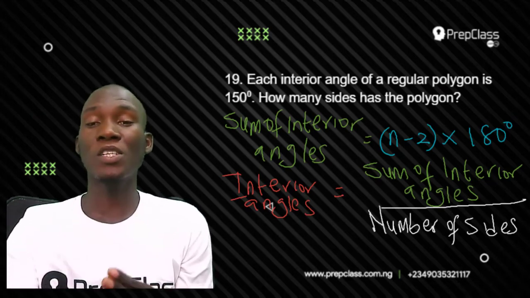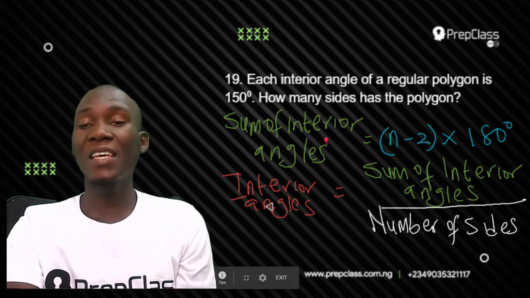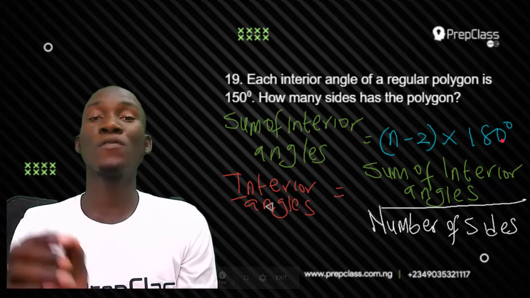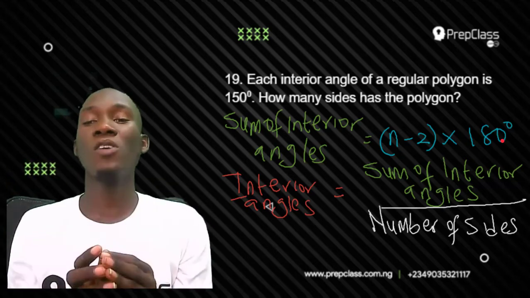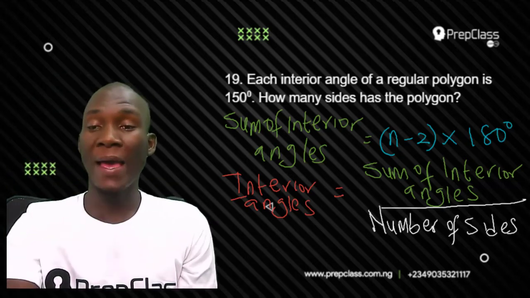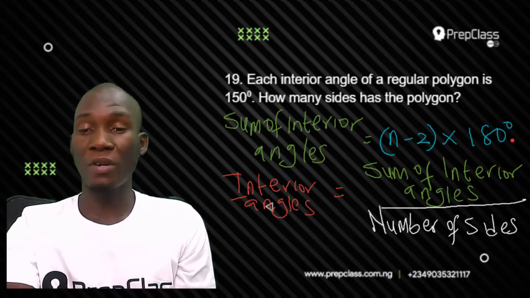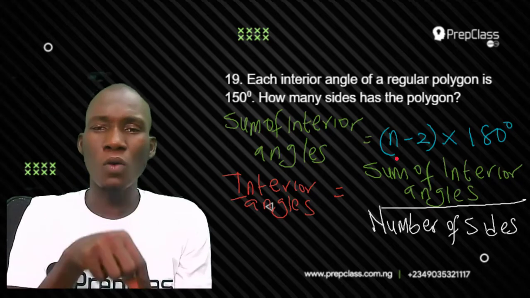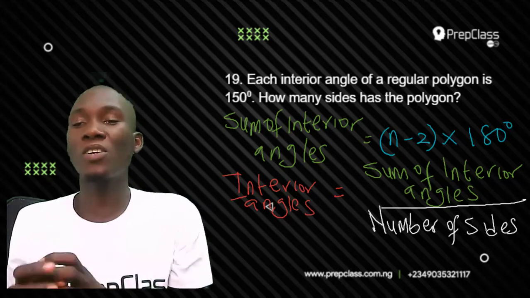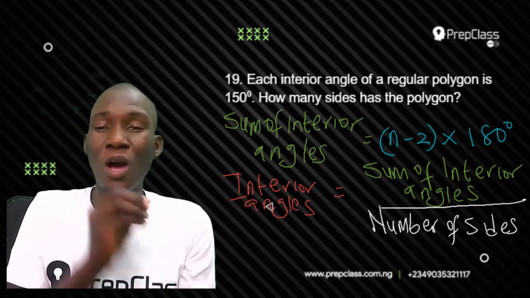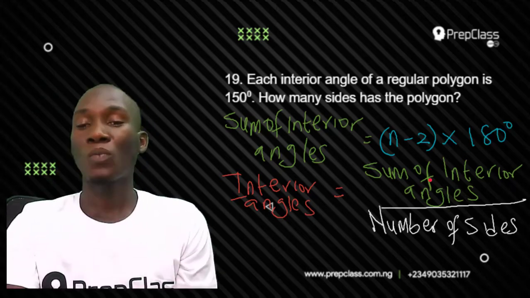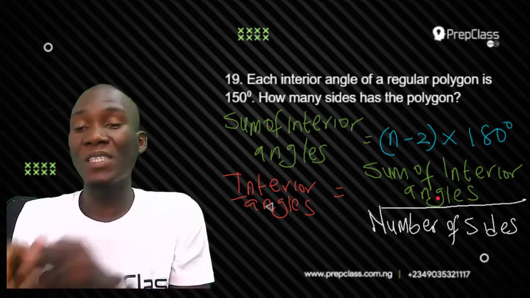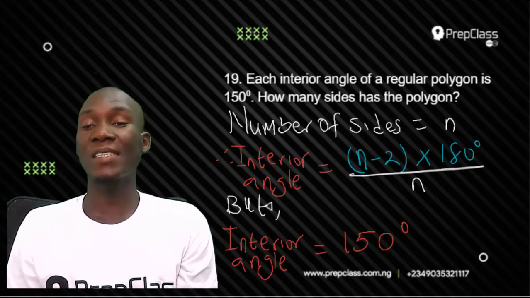Now for a polygon, the sum of interior angles is given as n minus 2 multiplied by 180. That is, if we want to find the total sum of the interior angles, we are going to use the formula n minus 2 multiplied by 180 degrees. Now this means that to get one of the interior angles, we are going to simply use the sum of the interior angles divided by the number of sides. So we have the number of sides equals n.